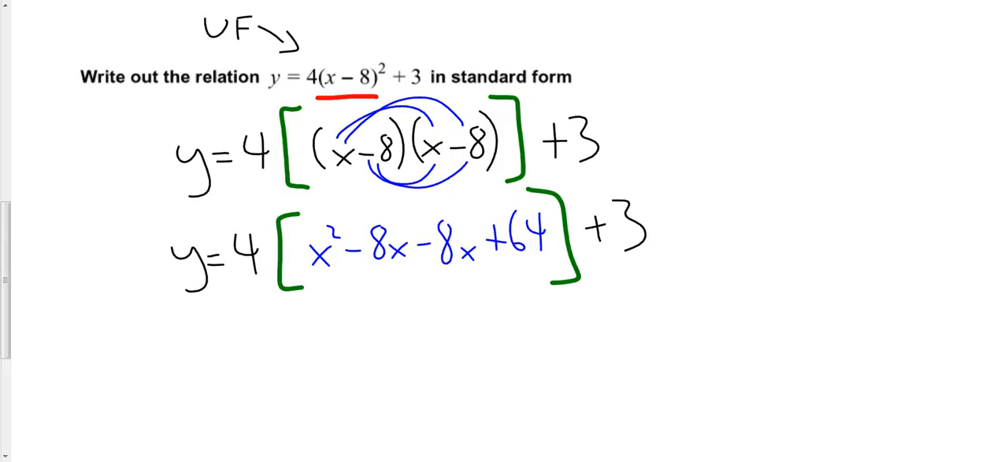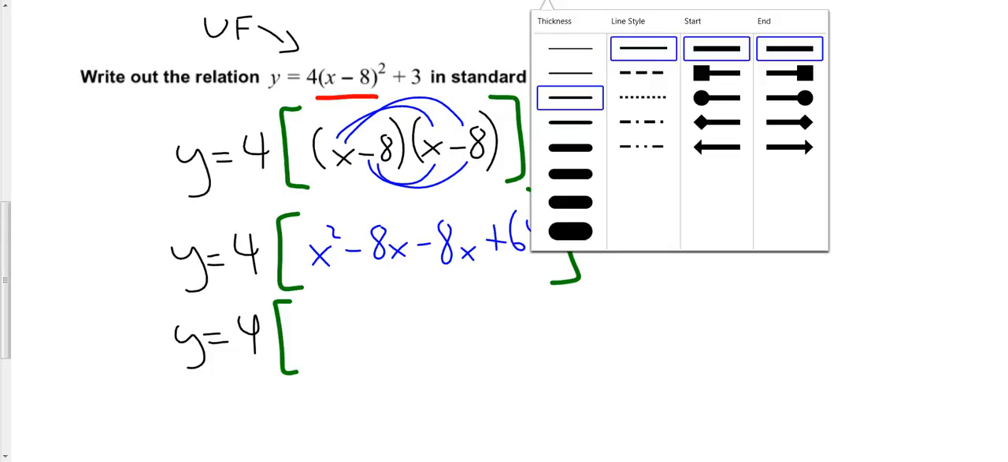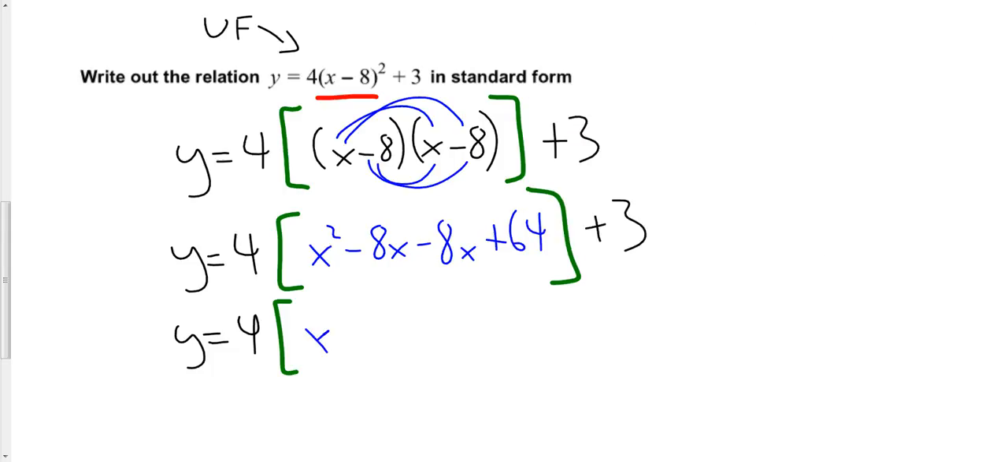Now we're still looking at this part that's in the green box in the middle. We need to collect our like terms. To do that, we keep our green box up because we're not quite done with what's going on in the middle. So we've got x squared, and negative 8x minus 8x gives us negative 16x, plus 64. Again, keep our green bracket, and note that plus 3 on the end.